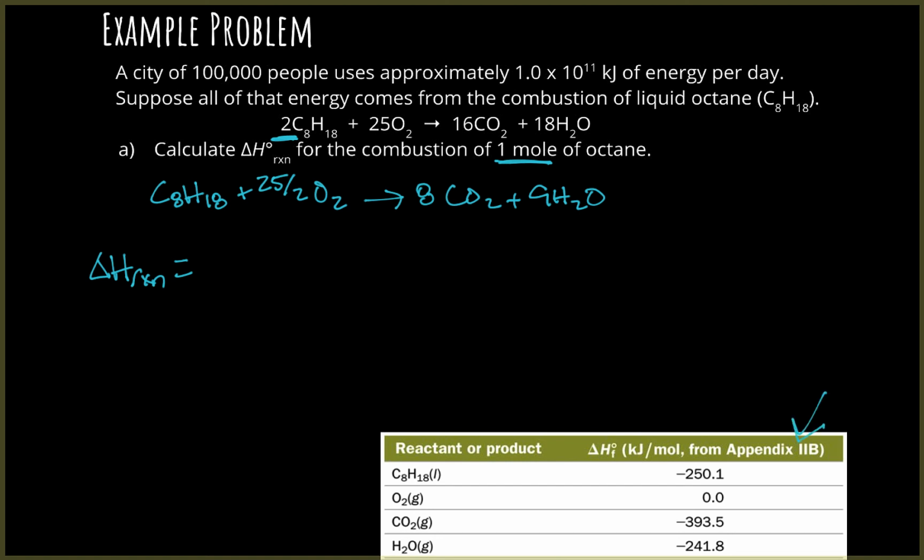And this, when you're doing these homework problems online, sometimes they'll give you the table in the problem itself. Sometimes it might force you to go to the back of your textbook and look those values up. Okay, so for my products, I'm going to start with CO2. So there's 8 of those, times negative 393.5 plus 9 times negative 241.8. So those are my products, minus reactants, C3H8. There's 1 of those.